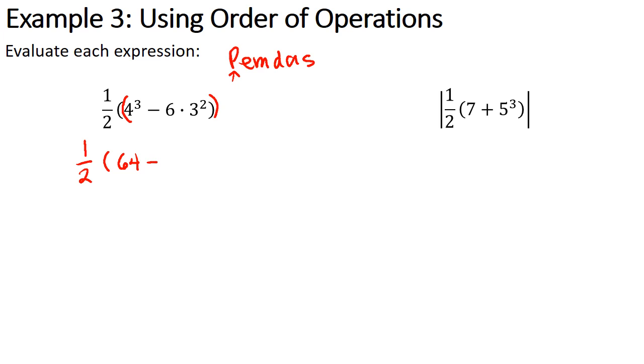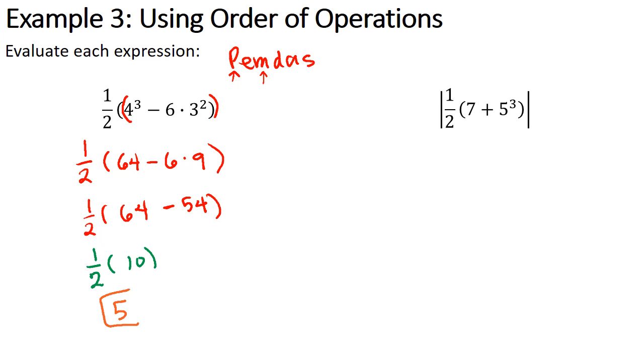So 64 minus 6 times 3 squared, and 3 squared is 3 times 3, which gives us 9. So now that I'm done with that, I'm still inside my parentheses, and inside my parentheses I can then multiply. So I do 1/2, and then 64 minus 6 times 4, which is 54. And then 64 minus 54 is going to give us 10, so we have 1/2 times 10, and 1/2 of 10 is equal to 5, which means my final answer will be 5.